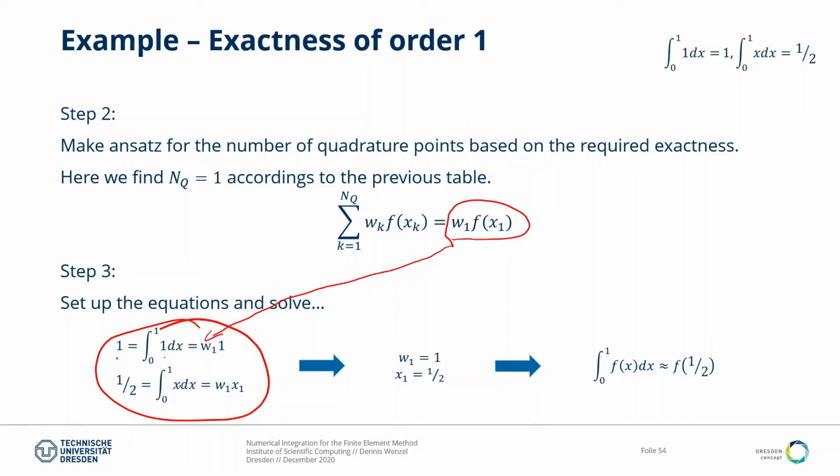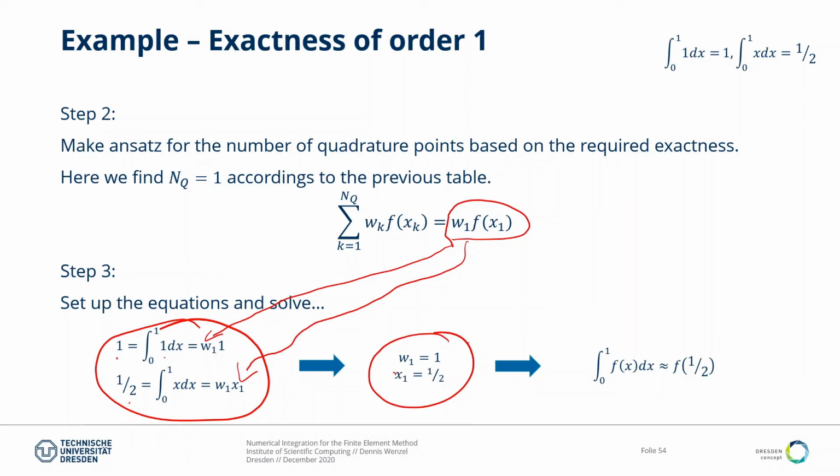And for the other monomial, the function x, the integral value was 1/2. There we also want it to be equal to the use of the quadrature rule. If f is the function x, you get w1 times x1. So you get this very, very simple linear system. No, that's actually not the system, that is already the result. So the linear system was like this. And then you solve it and you find out that the weight is just 1 and the point is 1/2.